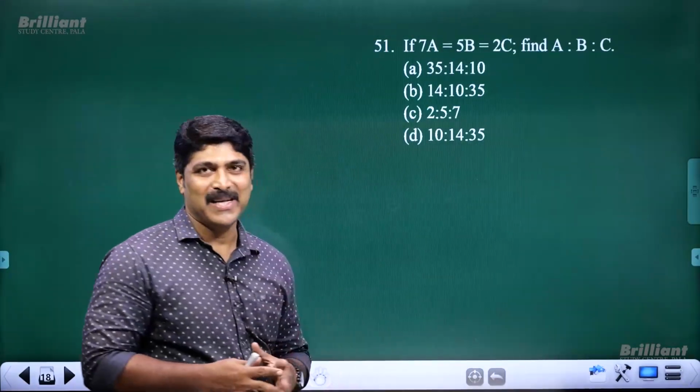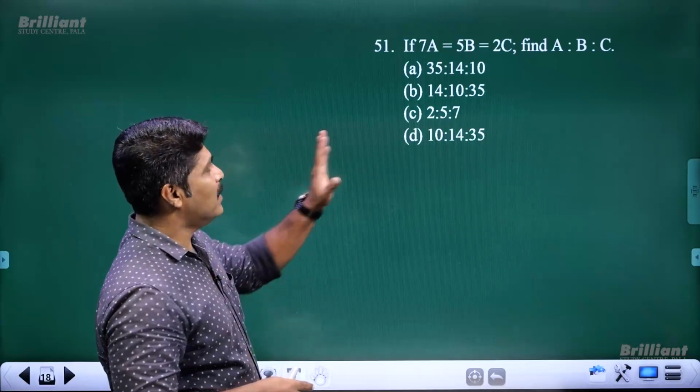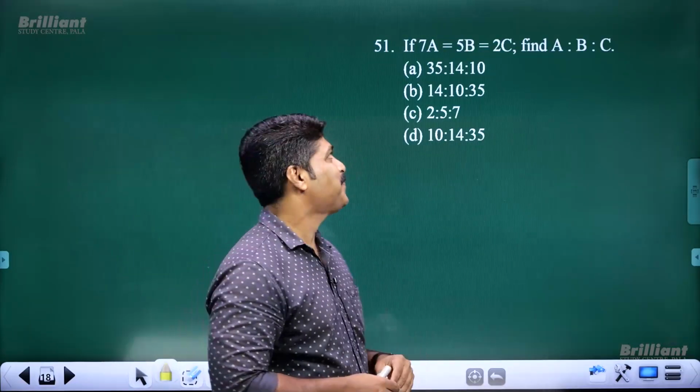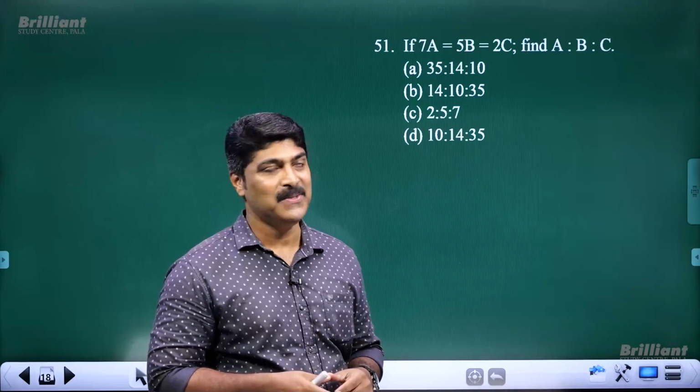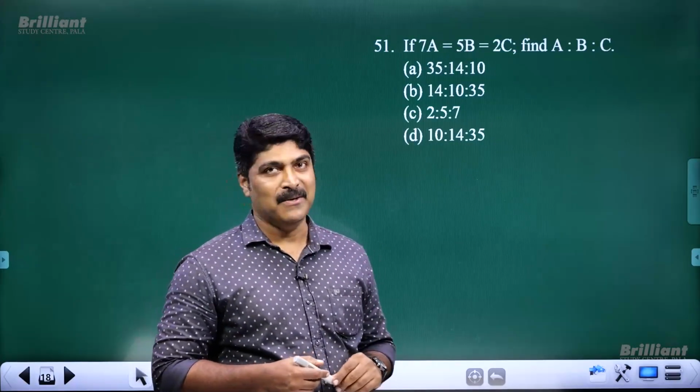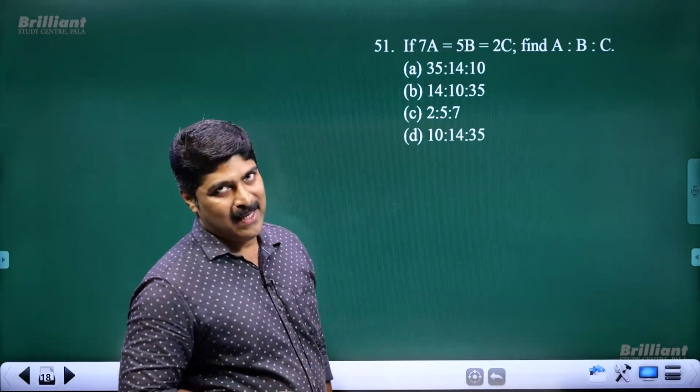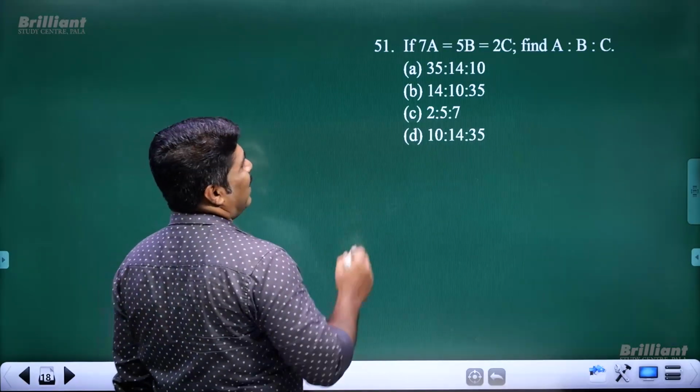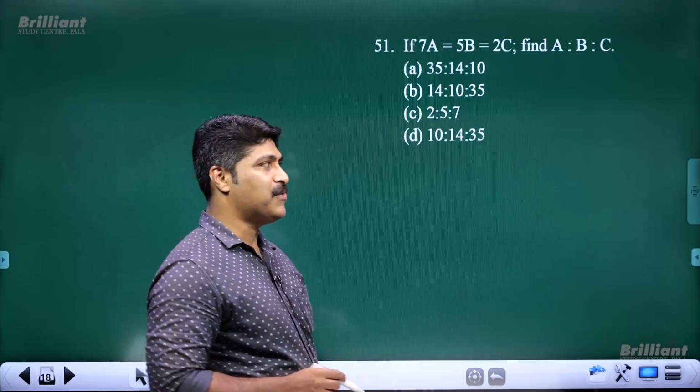So here we can consider our first question. It's from the topic ratio, the different forms of ratios. If 7a equals 5b equals 2c, find a is to b is to c. There is an easy way to find the answer for this type of question.